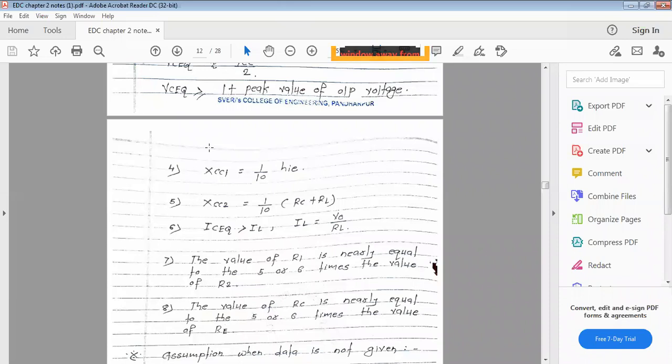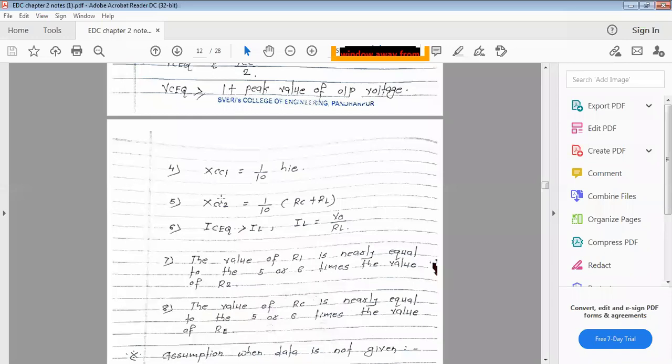So see, similarly, the reactance of coupling capacitor 2 is also calculated as 1/(ωC2) into the addition of RC plus RL. What is RC? It is a collector resistance. And what is RL? It is a load resistance.